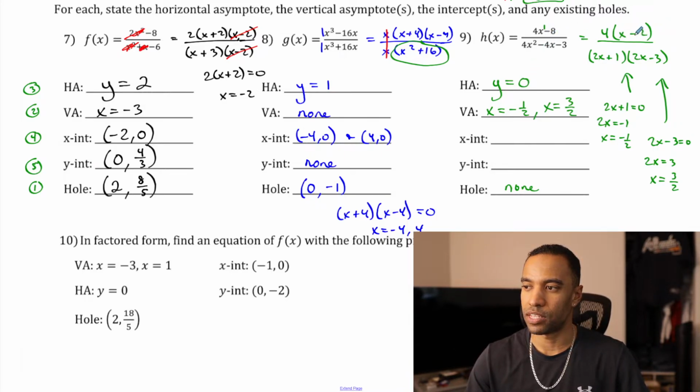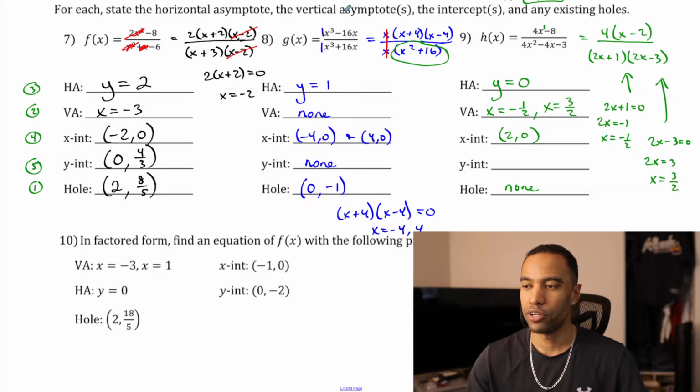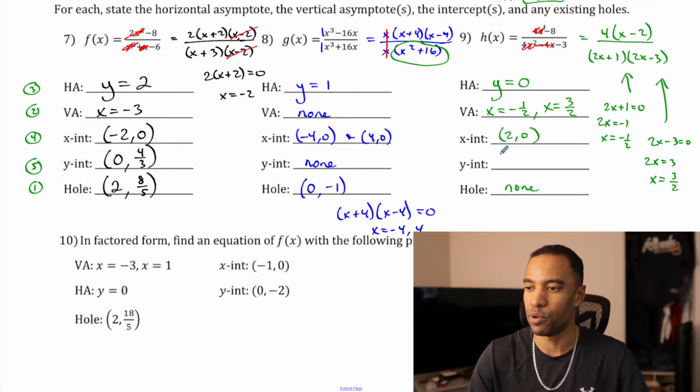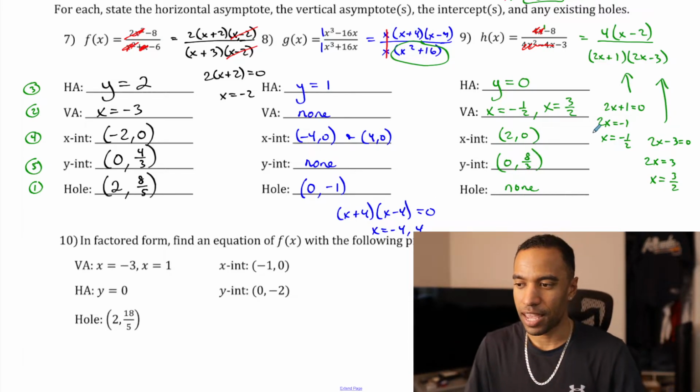X-intercepts, we see when this equals 0 up here in the numerator, that's when x equals 2, so there's 2, 0. Y-intercept, we set x equal to 0 in this equation here. You get negative 8 over negative 3, which is positive 8/3, or 2 2/3. And that's the y-intercept there. All right, that's the information for numbers 7, 8, and 9.